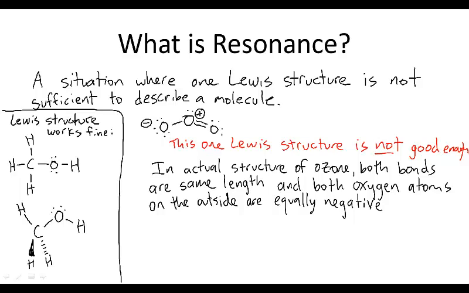So we need a better description of molecules like ozone, and it turns out lots of organic molecules too. Lots of organic molecules are going to exhibit resonance. So one Lewis structure is not good enough to describe the molecule. So how do we deal with this? We deal with it by drawing a second resonance structure. We deal with it by drawing multiple structures.